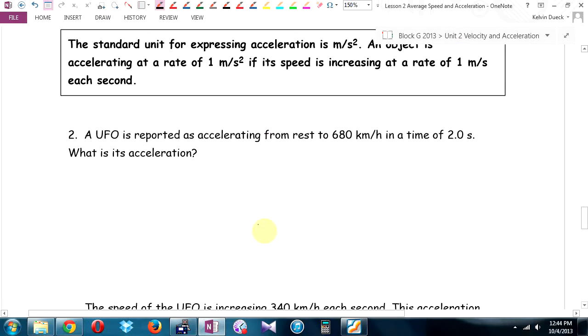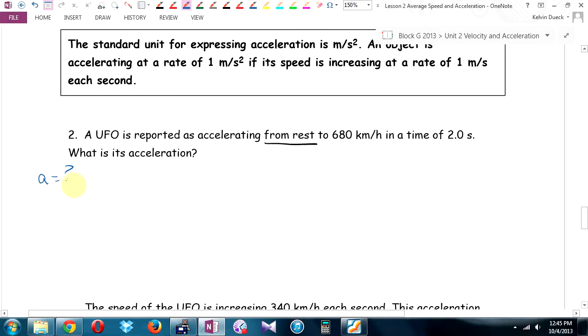Example 2. A UFO is reported as accelerating from rest, I'm going to underline that, to 680 kilometers per hour in a time of 2 seconds. Okay. Kai, what's this question asking me to find? The acceleration. I'm going to write A equals question mark. And then I'm going to read through really quickly, looking for physics words or numbers, and I'll look at the units to figure out what's what.